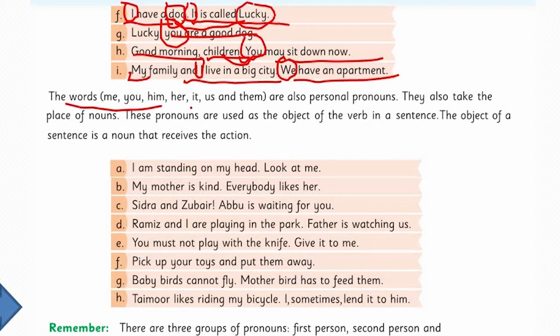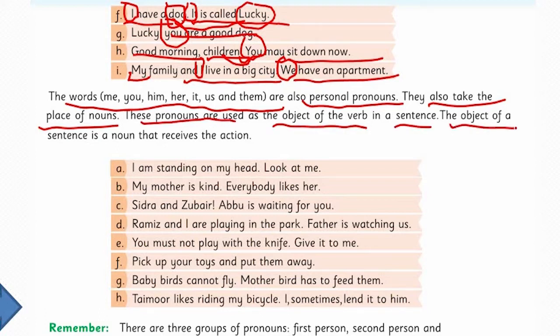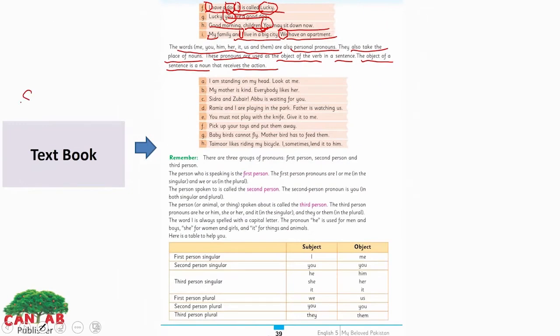The words me, you, him, her, it, us, them are also personal pronouns. They also take the place of nouns. These pronouns are used as the object of the verb in a sentence. The object of a sentence is a noun that receives the action. Subject is the doer of the action, and the verb is an activity, and the object receives the action.